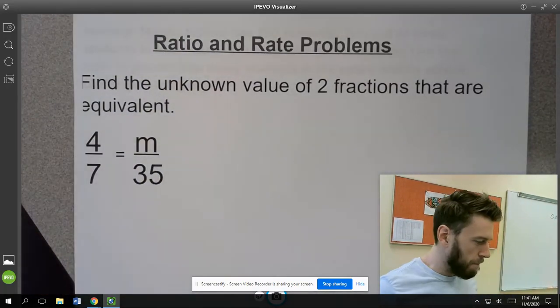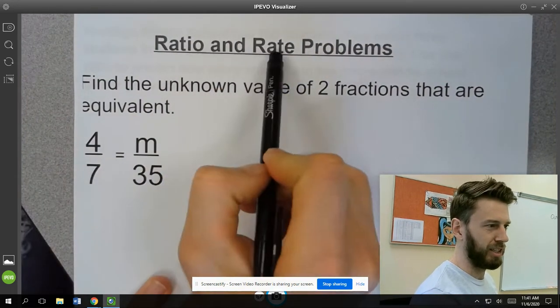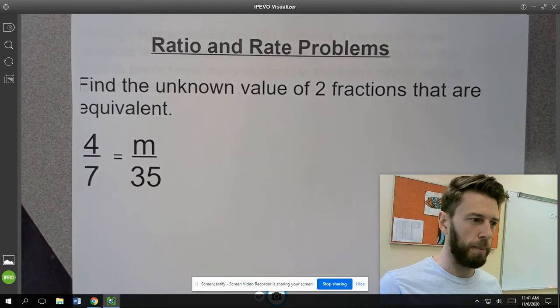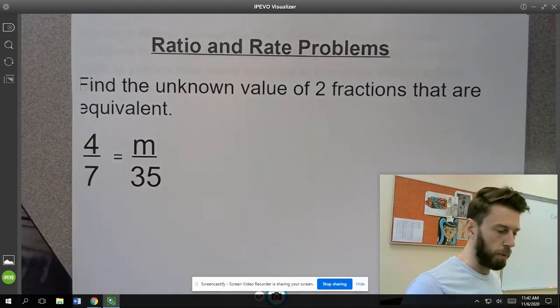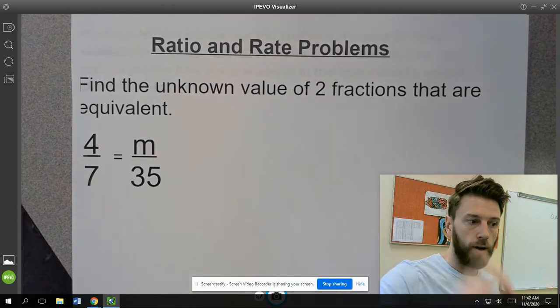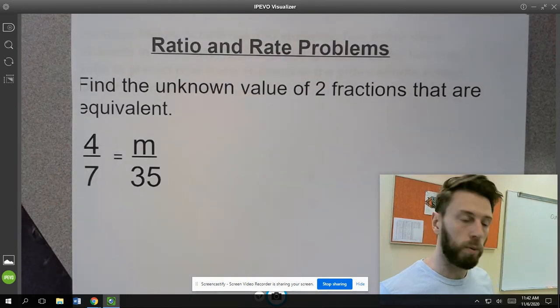Today, your lesson, continuing obviously ratio and rates, but how we can take what we've been learning about ratio and rates and apply them to different types of problems. We did equivalent ratios and rates on Friday, and that is going to carry over into what we're doing today.